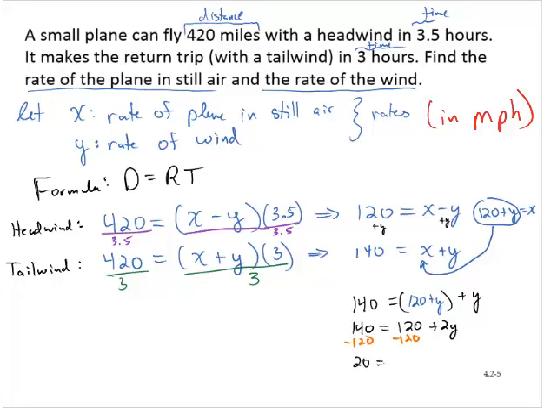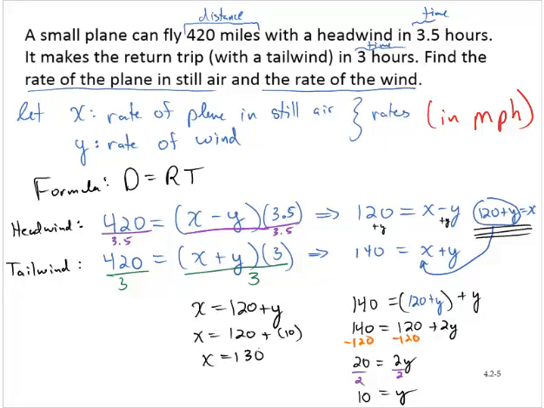20 is equal to 2y. And dividing through by 2, we find that y is equal to 10. So we now know that the rate of the wind is 10. And remember earlier, we said that x was equal to 120 plus y. All right, that's what we used right here. So then x would equal 120 plus 10, and x is equal to 130.